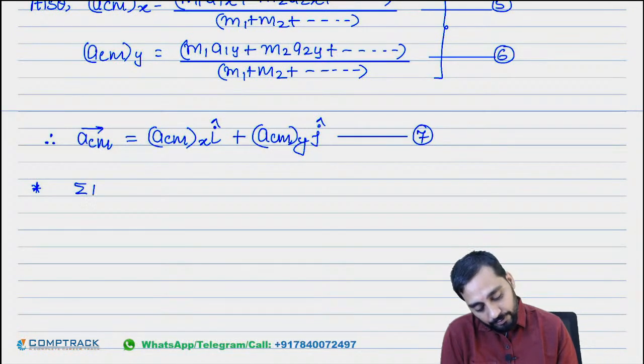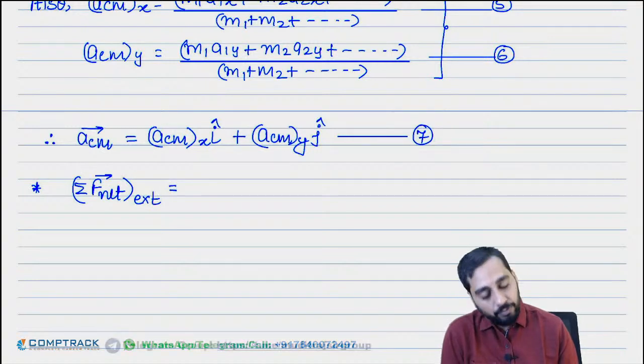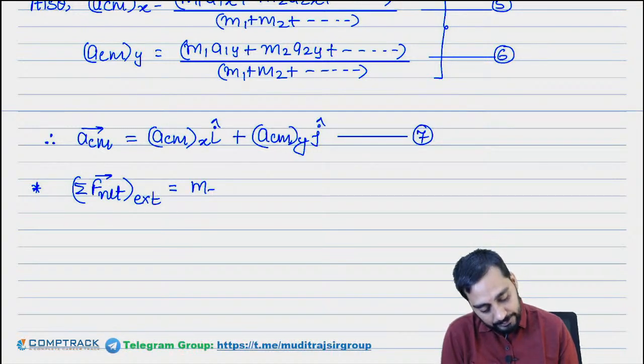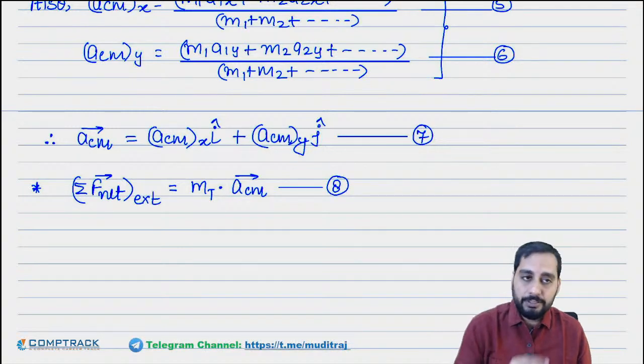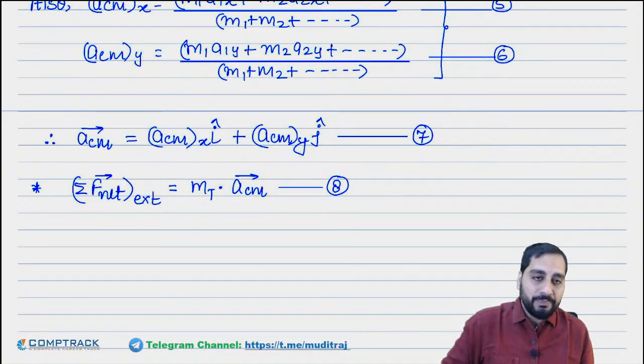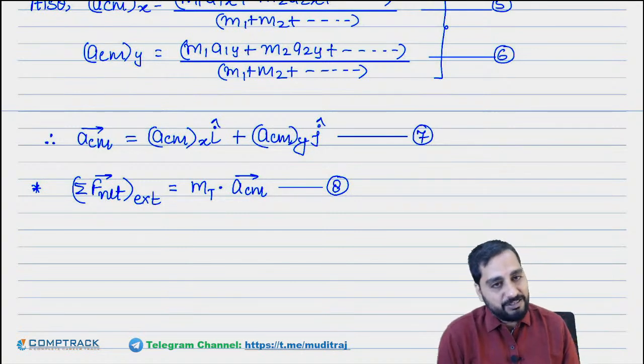Now how much will be the total external force on the system? Here you can find total net external force on the system. So total force will be equal to what? Total mass into acceleration of center of mass. Acceleration of center of mass of the system. Yes or no? Center of mass of the system.